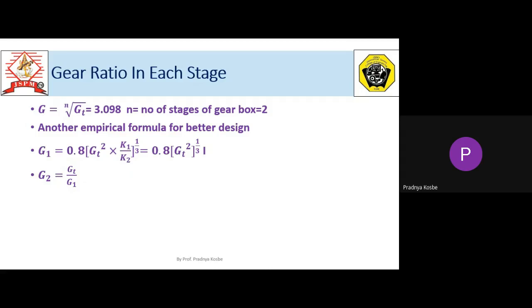So if K1 equal to K2, so the only thing that will remain is 0.8 Gt square raised to 1 by 3. So you will get G1 over here, and then after putting the value of G1, and already you know the total speed reduction ratio, G2 is equal to Gt divided by G1, right?